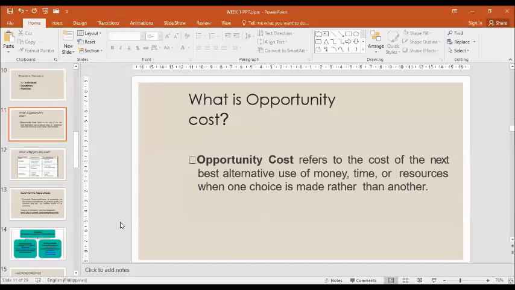Okay. So in every decision, there is an opportunity cost. Opportunity cost refers to the cost of the next best alternative use of money, time, or resources when one choice is made rather than another. So when you say opportunity cost, you choose something in your decision, you choose the best alternative, and the opportunity costs are those costs that you give up in your decision.